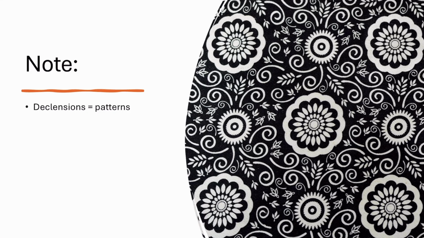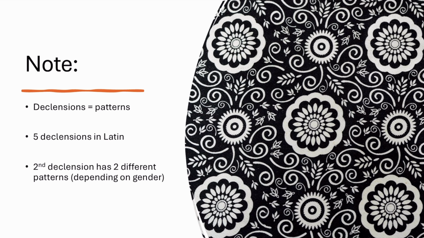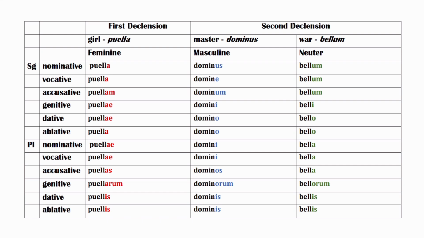A declension just means any kind of pattern. So nouns go in 5 different patterns in Latin, and this is the second sort of pattern that we can have. The second declension, so our second pattern, has 2 different ways it could go, depending on gender. So your nouns of the second declension are going to be either masculine or neuter. We established in the last video that nouns of the first declension are pretty much always feminine, with 3 exceptions. See that last video if you want to know more.